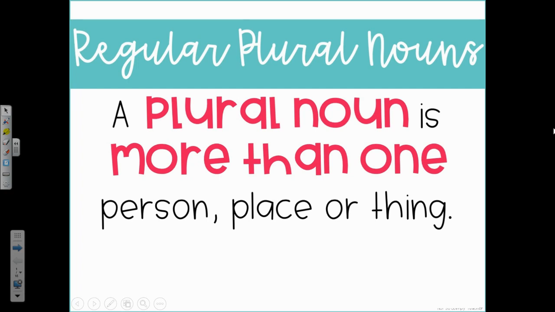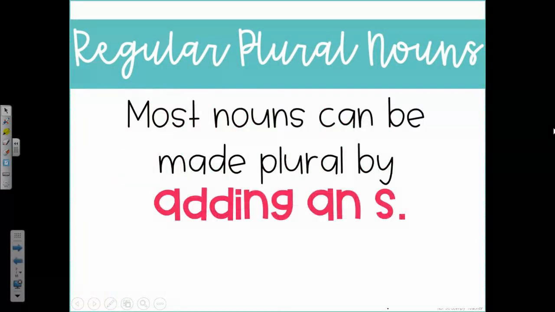This week in grammar, we're going to focus on regular plural nouns and irregular plural nouns. Let's start with the regular plural nouns. Remember, a plural noun is more than one person, place, or thing. Most nouns can be made plural by simply adding the letter S to the end.